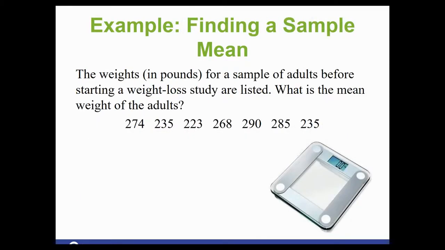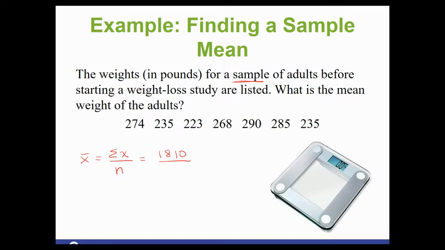So here we go. Here's our first example. The weights in pounds for a sample of adults before starting a weight loss study are listed. What is the mean weight of the adults? Because it says we have a sample, we would use the symbol X bar to represent the mean. We're going to add up all the numbers and divide by the sample size. So I'm adding them up: 274 plus 235 plus 223 plus 268 plus 290 plus 285 plus 235, and I get a total of 1810.